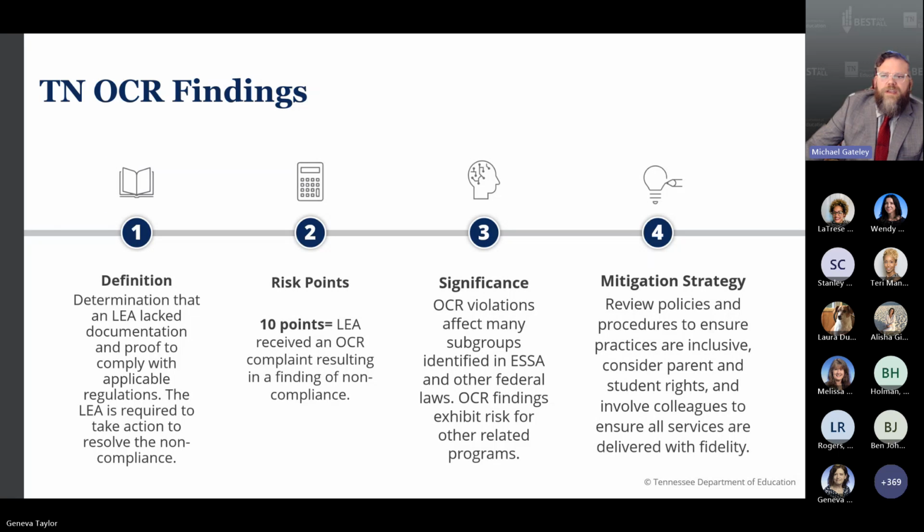Our last category here is Tennessee OCR findings. This is a determination that an LEA lacked documentation and proof to comply with applicable regulations for OCR. You're going to get 10 points if an OCR complaint resulted in a finding of noncompliance. OCR violations affect many subgroups identified in ESSA and other federal laws. So that's why this is important and significant.